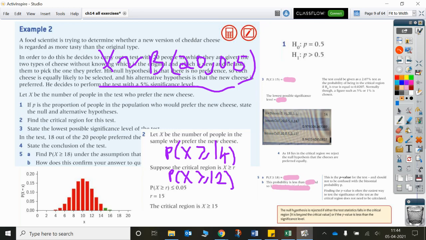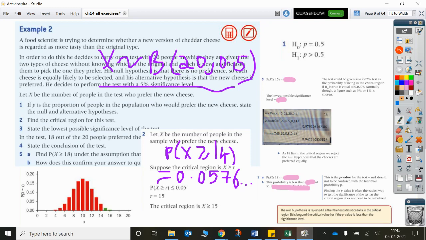And I'm getting an answer out for this one. So the answer for X greater than or equal to 14 is 0.0576 and so on. Now, that would not give me a 5% significance level. In fact, it would give me a 5.76% level, but 5%, that is too high. This percentage is too high.